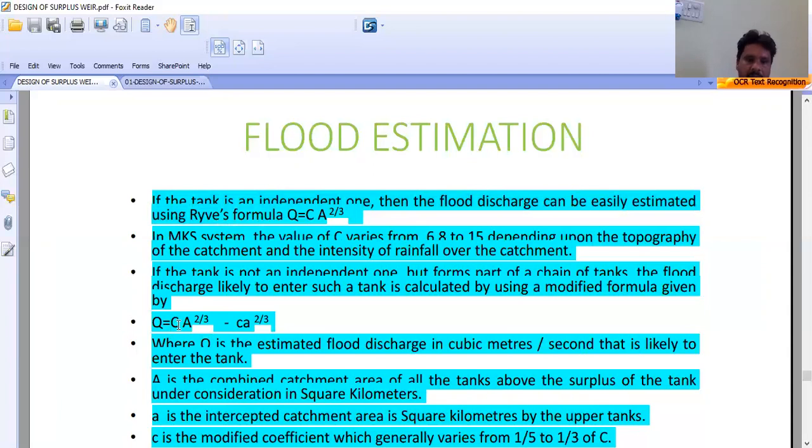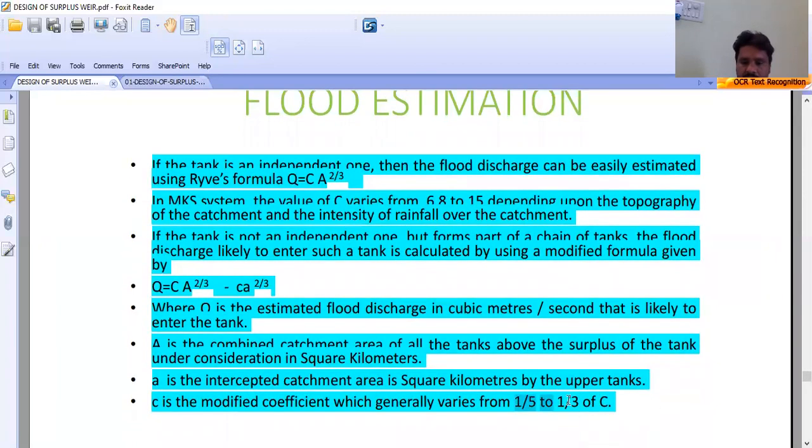We use Ryve's formula, so if it is Ryve's formula, then capital C is Ryve's coefficient. We can also use Dickens formula. Okay, then it can be Dickens coefficient, right? So A is capital here, the catchment area, this is the combined catchment area. Okay. Next, small c. Small c is the modified coefficient of Ryve. How do you get small c? Small c equals capital C by 5 to capital C by 3. That means small c can be one fifth or one third of the capital C. Okay, remember that.